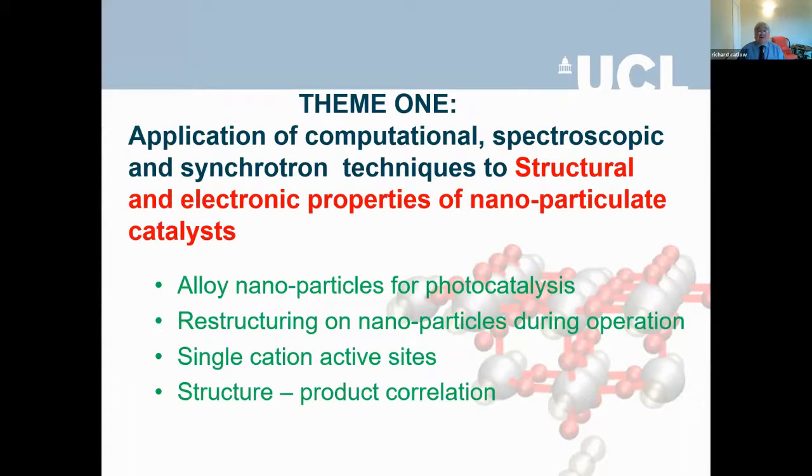So let me move on to my first theme, which is the application of these combined computational and experimental techniques to the properties of nanoparticulate catalysts. And we'll look briefly at four main systems. The first are alloy nanoparticles for photocatalysis, I think a very significant development in recent years. Then restructuring of nanoparticles during operation, really significant for understanding catalytic systems. Then recent work that's identified, in fact, single cation active sites in the key industrial catalyst. And finally, I'll just show briefly some work that allows us to correlate structure with product distribution.